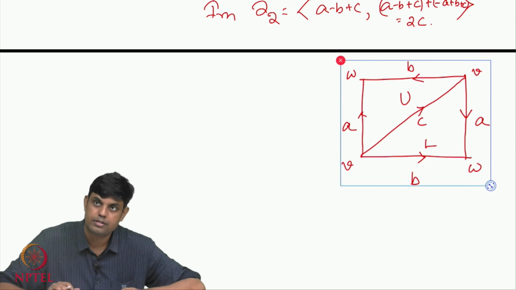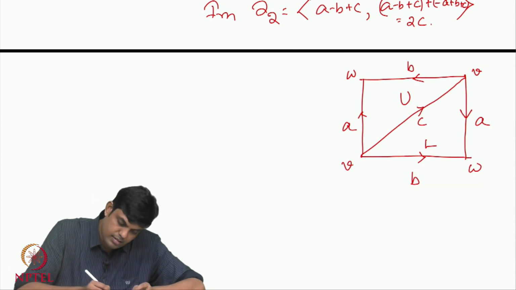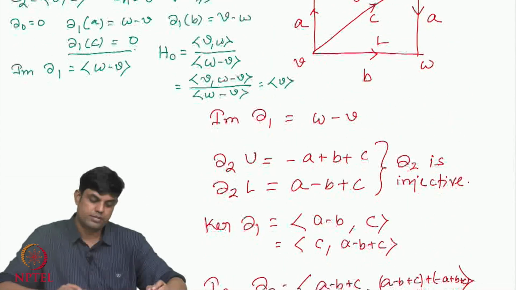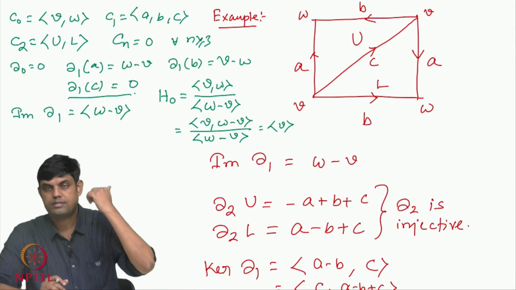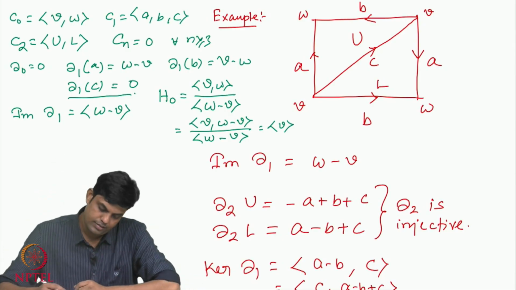Copy of this picture, this page also, and let us try. So far we have obtained what is called the image of delta 1 and what happens to delta 0, which is by convention 0. So now let us look into delta 2, the map delta 2. That is going to be interesting.